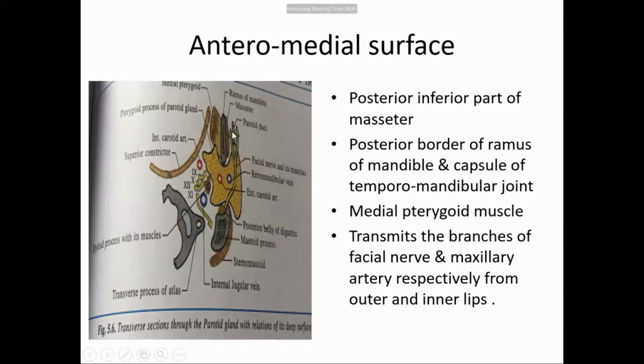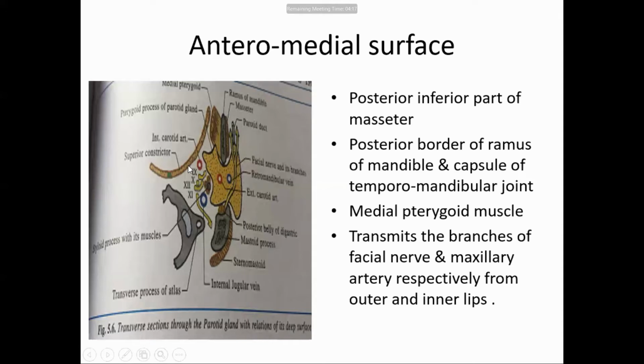The posterior inferior part of the masseter muscle, then the medial pterygoid muscle. In addition, it transmits the facial nerve, and the terminal branch of the external carotid artery, which is the maxillary artery. So these are the relations of the anteromedial surface.